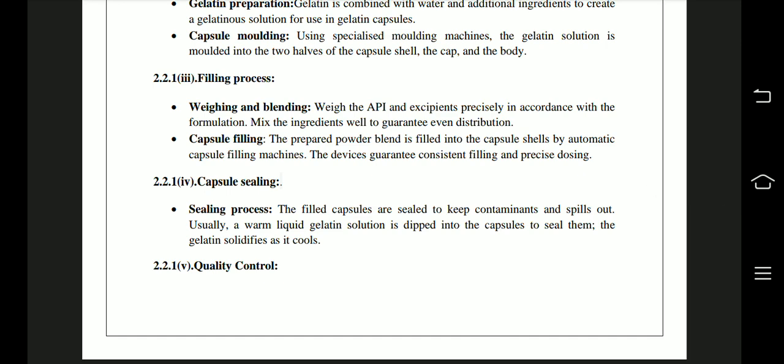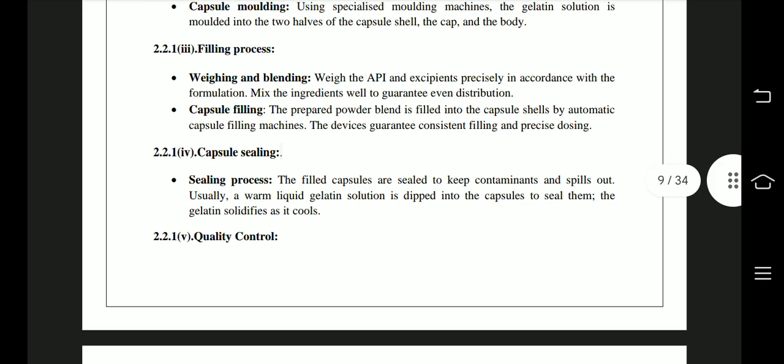Fourth one is capsule sealing. In the sealing process, the filled capsules are sealed to keep contaminants and spills out. Usually a warm liquid gelatin solution is dipped onto the capsules to seal them. The gelatin solidifies as it cools.